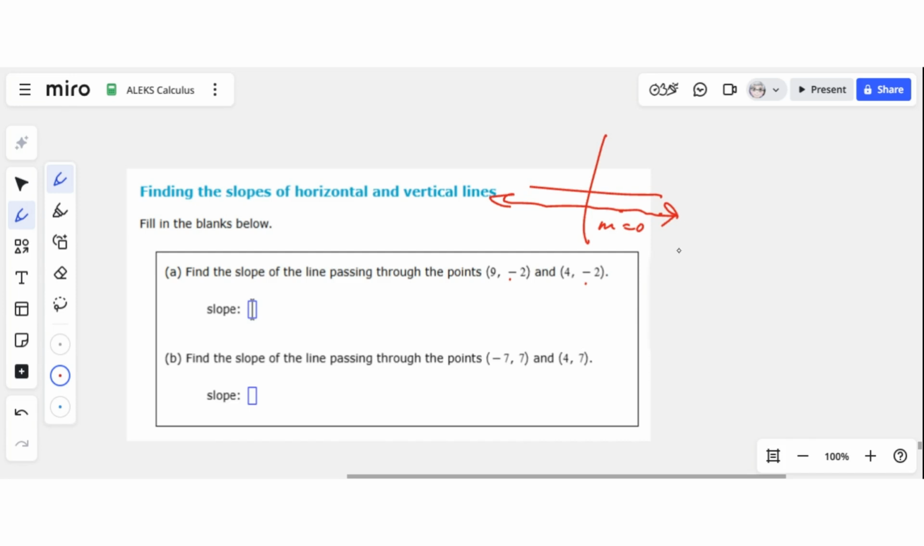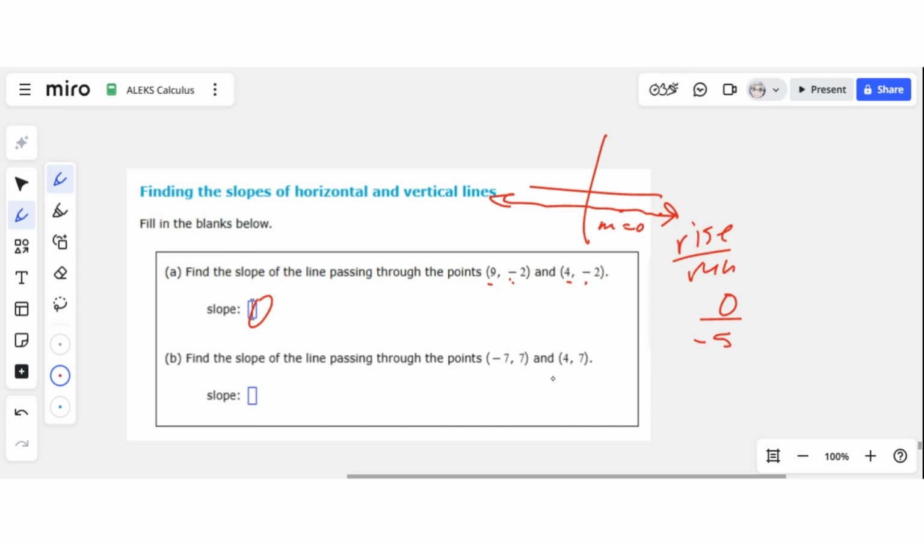To show you this with the slope formula, it's rise over run. The run from 9 to 4 is -5, so that'd be on the bottom. The rise from -2 to -2, the difference between those two, is 0. And 0 over anything is 0. So our slope is 0.